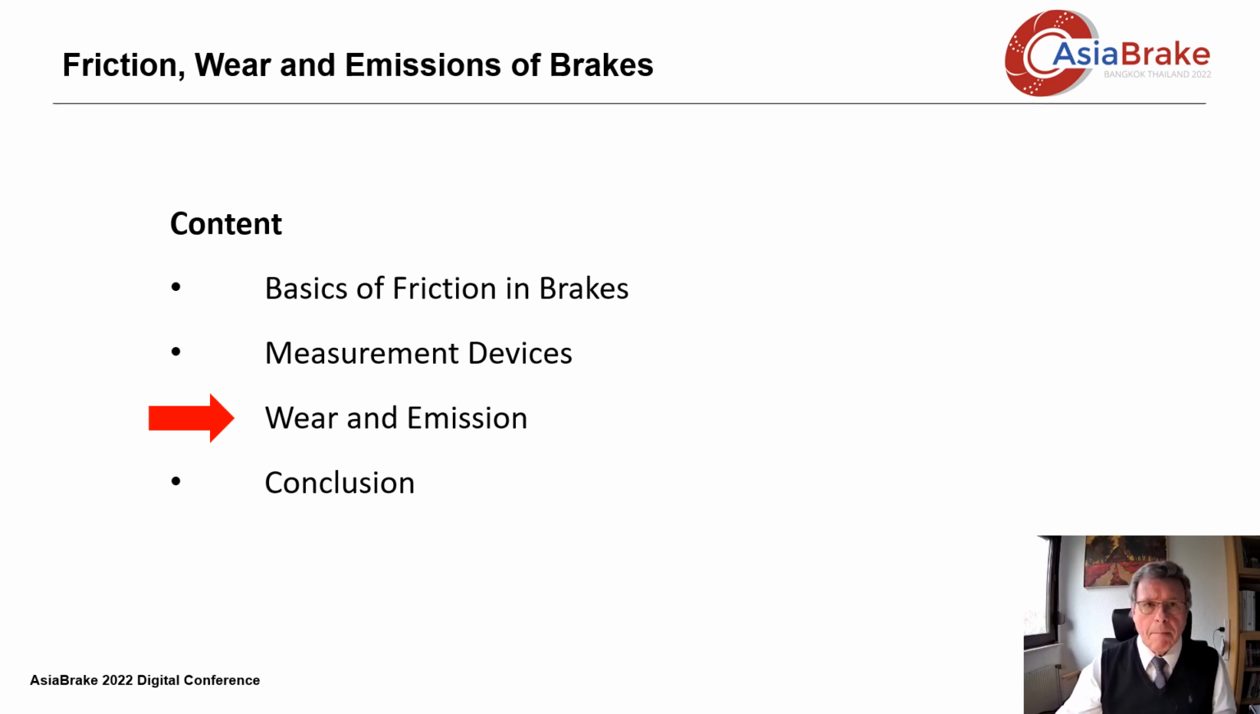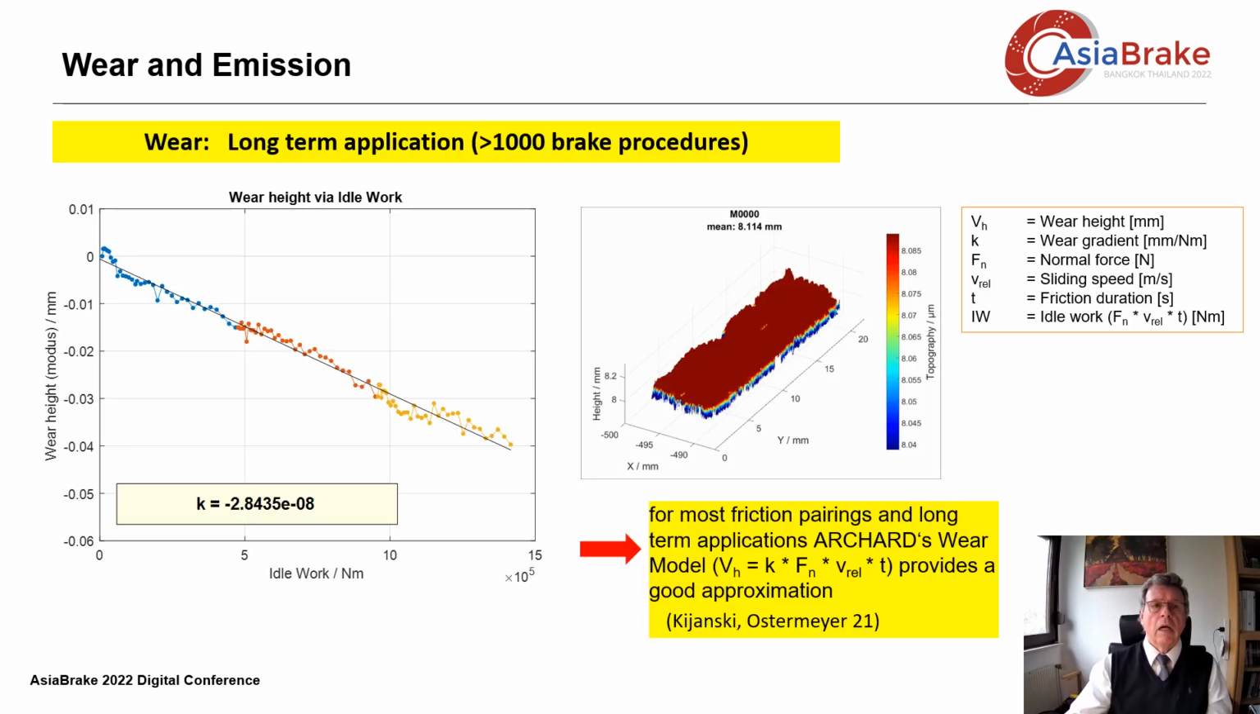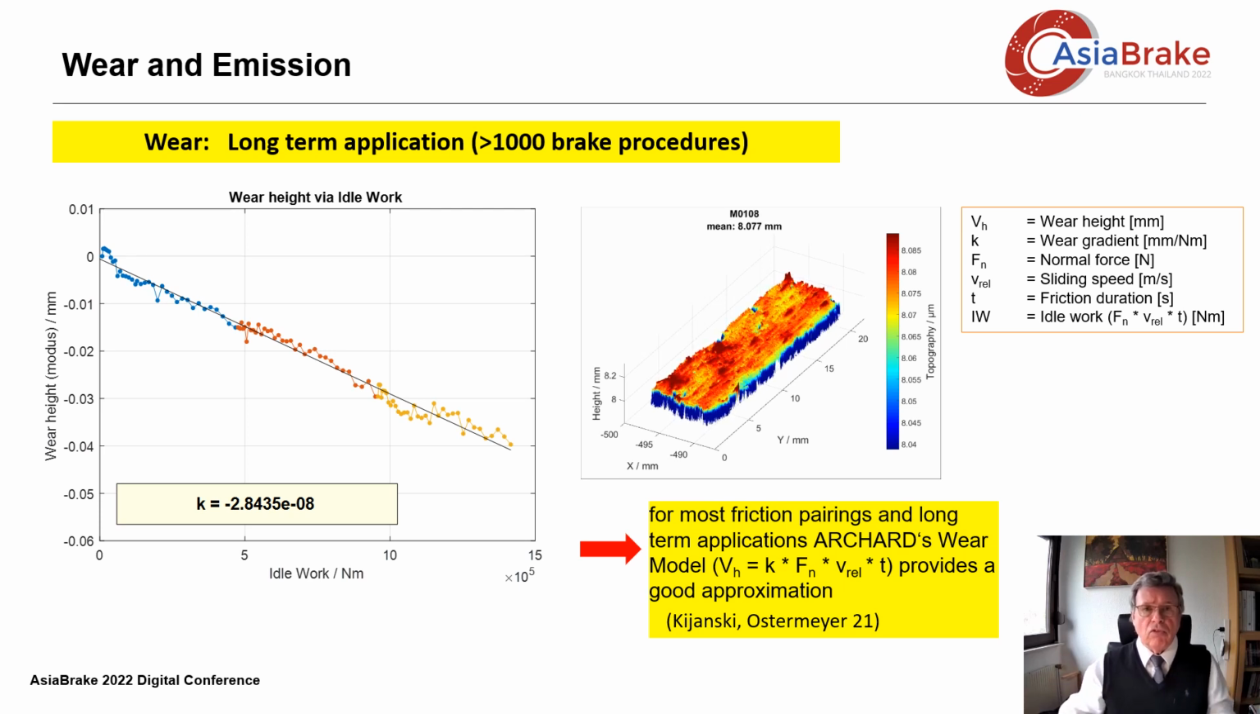Now we come to some measurement results. The literature often talks about friction and wear, without saying what kind of timescale the authors are talking about. But this is essential, as I would like to show here. Here you can see the wear over long timescales, that means more than 1,000 brake procedures. Plotted is the amount of wear over the idle work. The idle work is the normal load times the friction way. On this timescale, wear is practically linear.